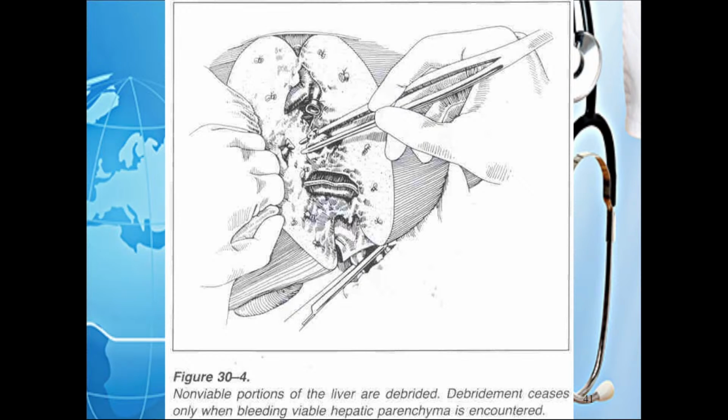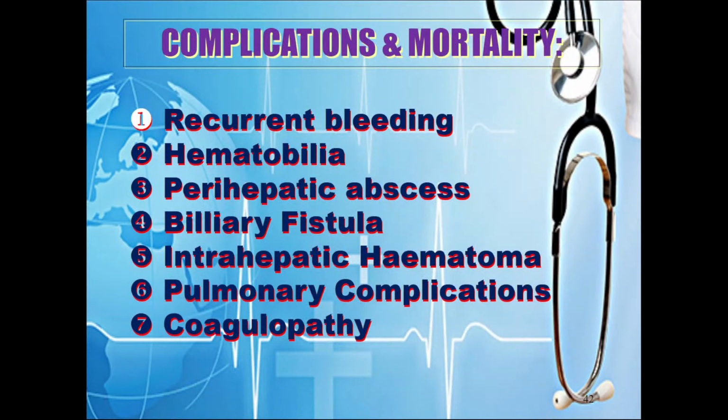Okay, and the non-viable portions of the liver are debrided, and debridement is done only when bleeding viable hepatic parenchyma is encountered. Okay, that's clear. So we will not ligate everything. It's a mistake. Maybe it's better to make an anastomosis, if we can, of course.